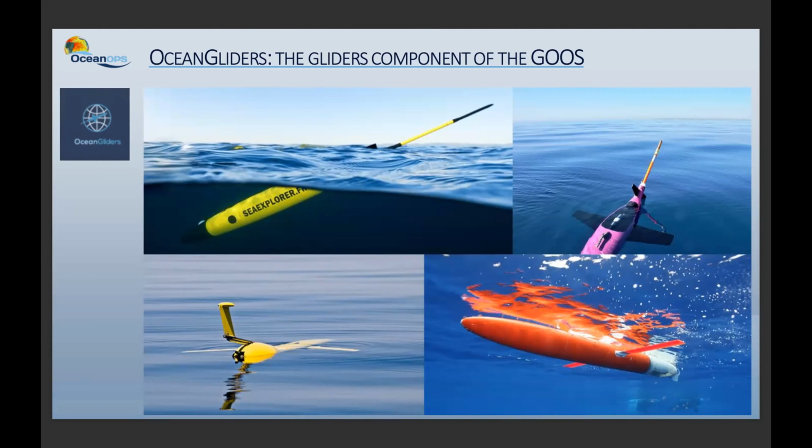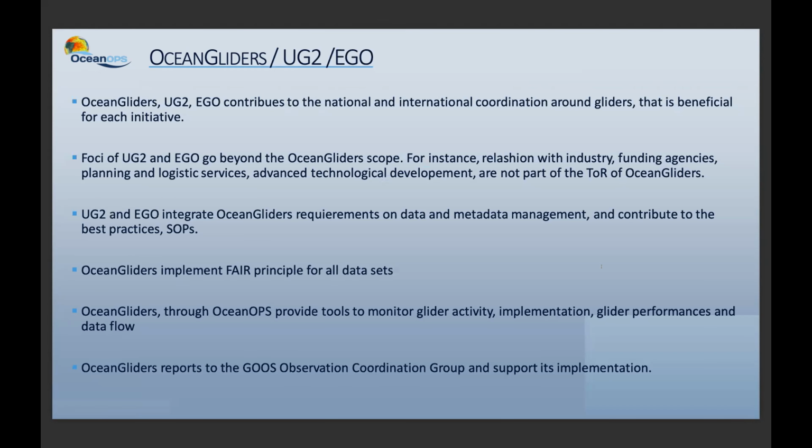And last one, because I think it's very important to explain why, because we often hear that OceanGliders, UG2 and EGO are the same thing, and you need maybe to understand where they overlap and where they are different. So here I put some bullet points. OceanGliders, UG2 and EGO contribute to the national and international coordination around gliders. All of them, and that is beneficial for all of them. That's very important.